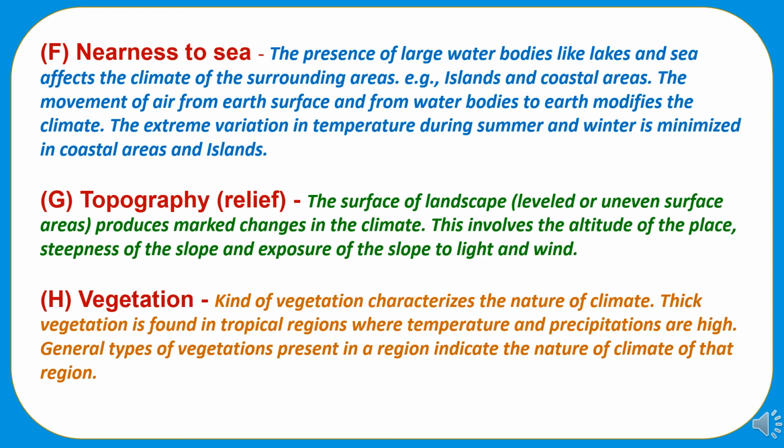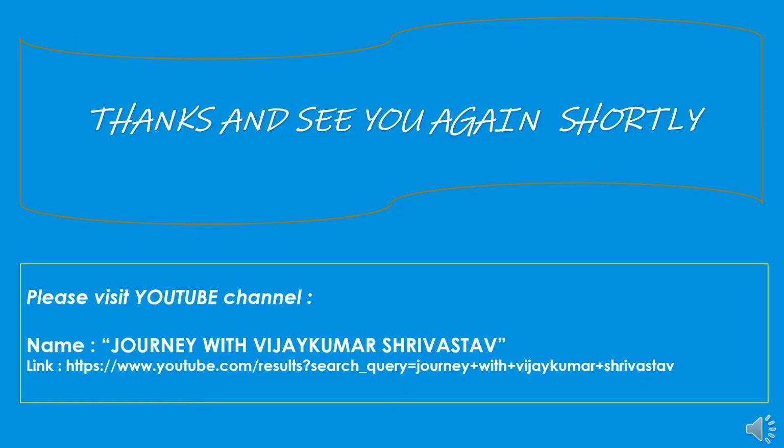Eighth factor is vegetation. Kind of vegetation characterizes the nature of climate. Thick vegetation is found in tropical regions where temperature and precipitation are high. General type of vegetation present in a region indicates the nature of climate of that region. So these were the factors which affect the weather and climate. So this presentation was all about soil and climate. Hope this will be very helpful to all of you.